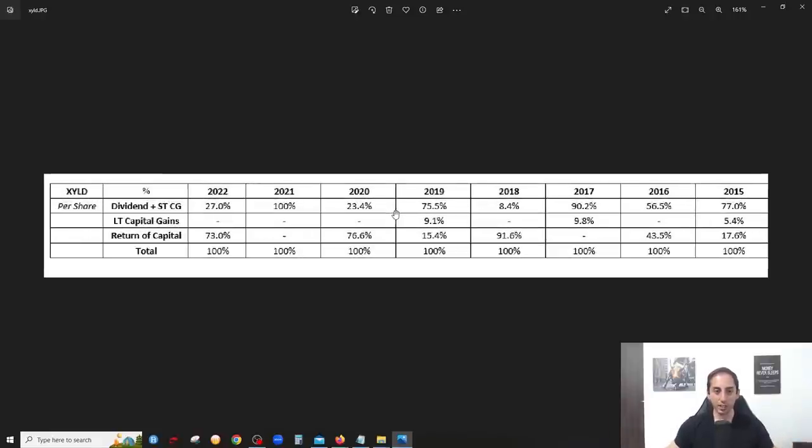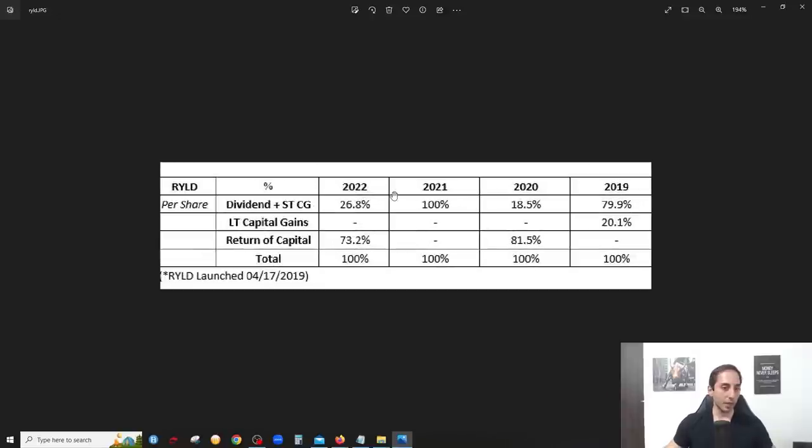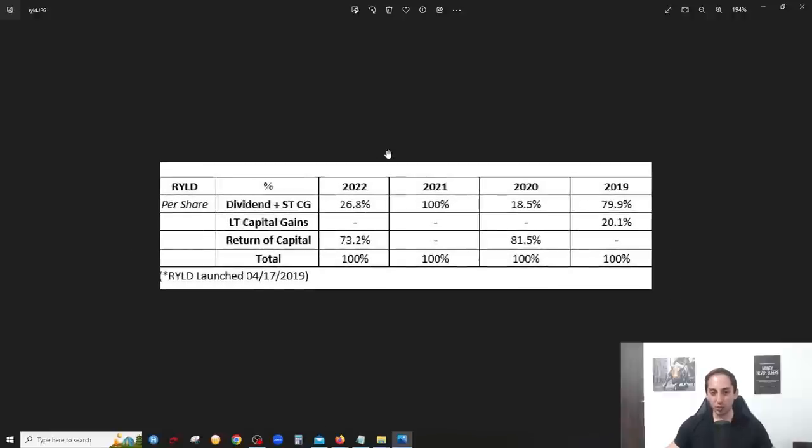And the same goes for XYLD. It's pretty much the same story. You see in bad years like 2022 and 2020, a lot of return of capital. In the good years, you'll get more capital gain, short-term capital gain, regular income. Same thing for RYLD. So hopefully that answers your tax question of how these distributions are taxed.